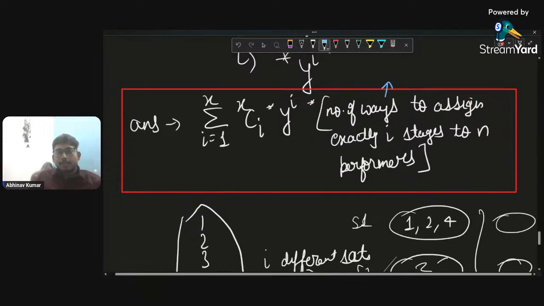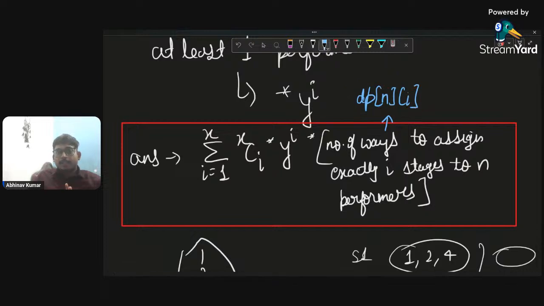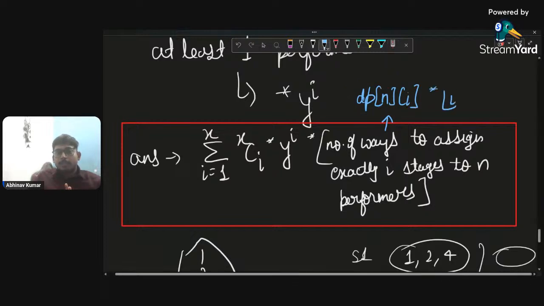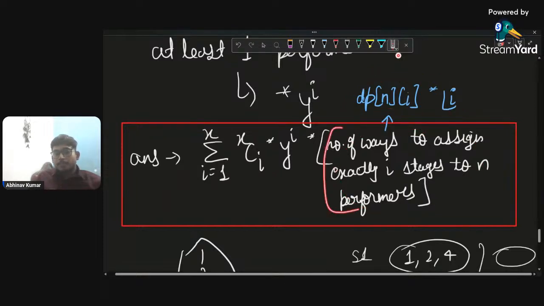If you have to assign n performers to i stages, dp of n, i, the dp that we computed, gives me the number of ways n people are divided into i different sets. If I multiply that with factorial of i, I get the number of ways to assign n people to i different stages. So this whole thing can be replaced by this. My final equation becomes, for every i from 1 to x, I calculate this into this into this.